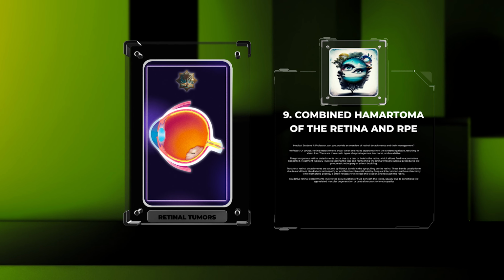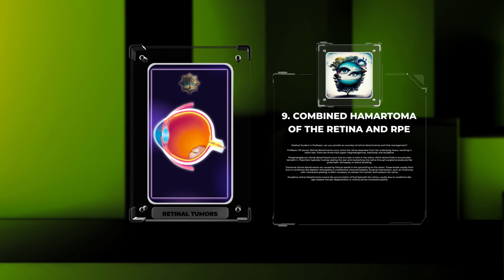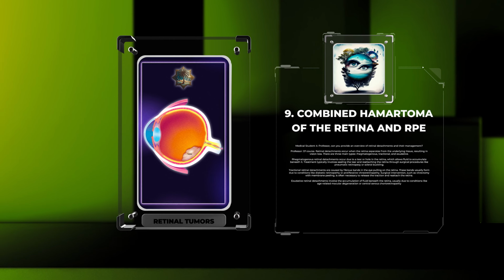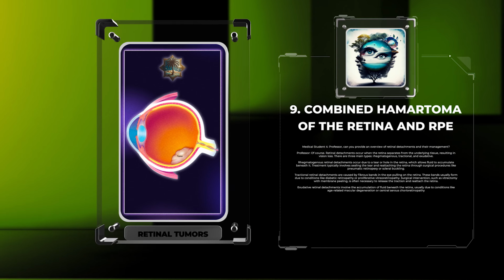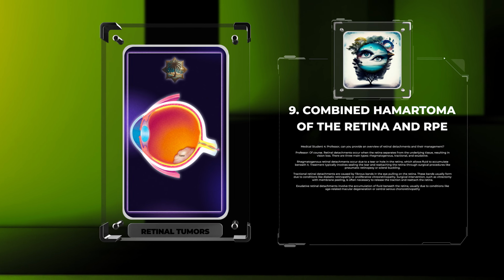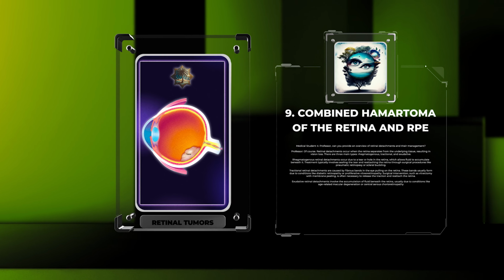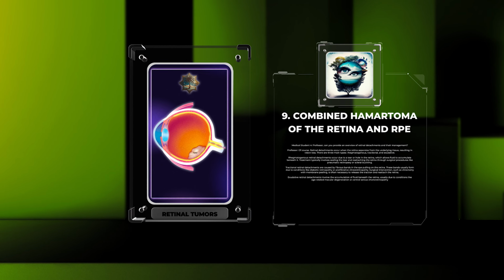Tractional retinal detachments are caused by fibrous bands in the eye pulling on the retina. These bands usually form due to conditions like diabetic retinopathy or proliferative vitreoretinopathy. Surgical intervention, such as vitrectomy with membrane peeling, is often necessary to release the traction and reattach the retina.